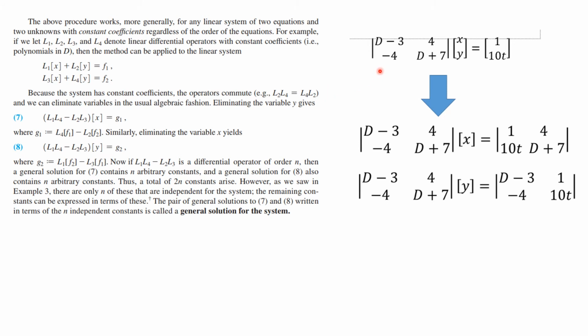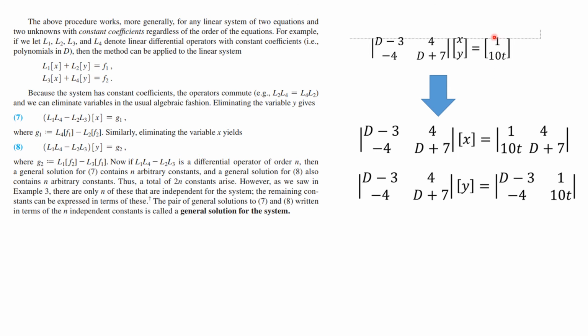Now I should say that your book spends a little bit of time talking about using determinants, in quotes, to solve this, because for the problem that we just worked, this is the matrix that's being multiplied times the vector xy that will give you 1 and 10t. And so what you can do is something like Cramer's rule.